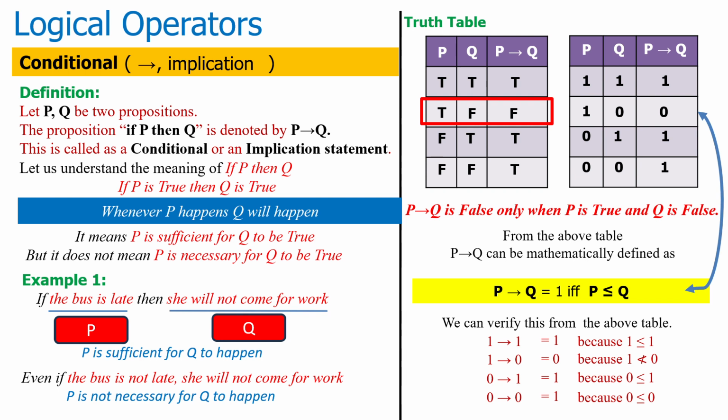That's why we say P implies Q is equal to 1 if and only if P is less than or equal to Q.